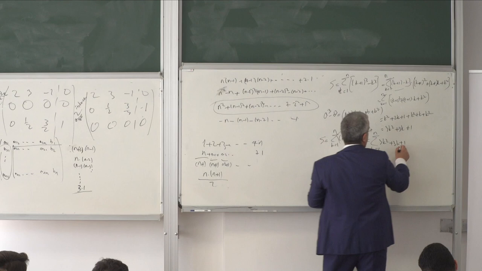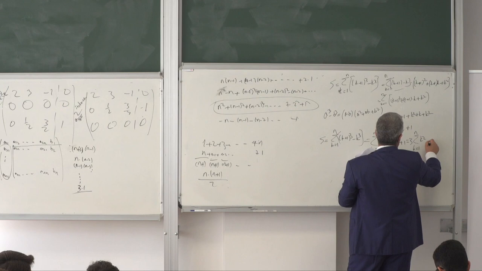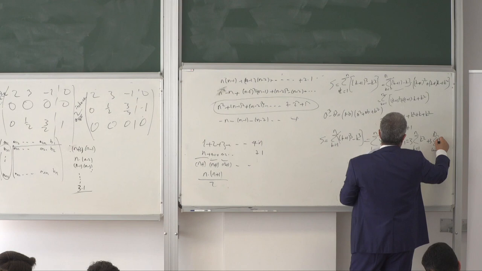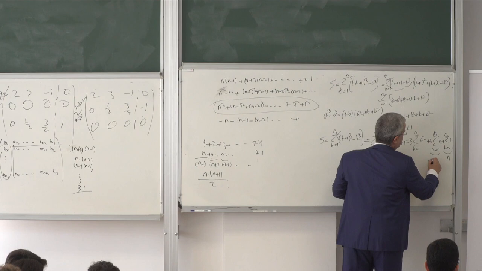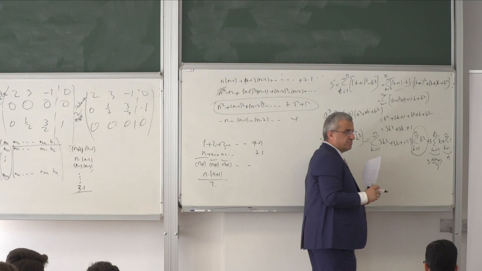Okay? So we can write it as 3 times the sum from k equal 1 to n of k squared, plus 3 times the sum from 1 to n of k, plus the sum from k equal 1 to n of 1. What is this? It's n. This, 3 times n, n plus 1 over 2. This, we don't know.